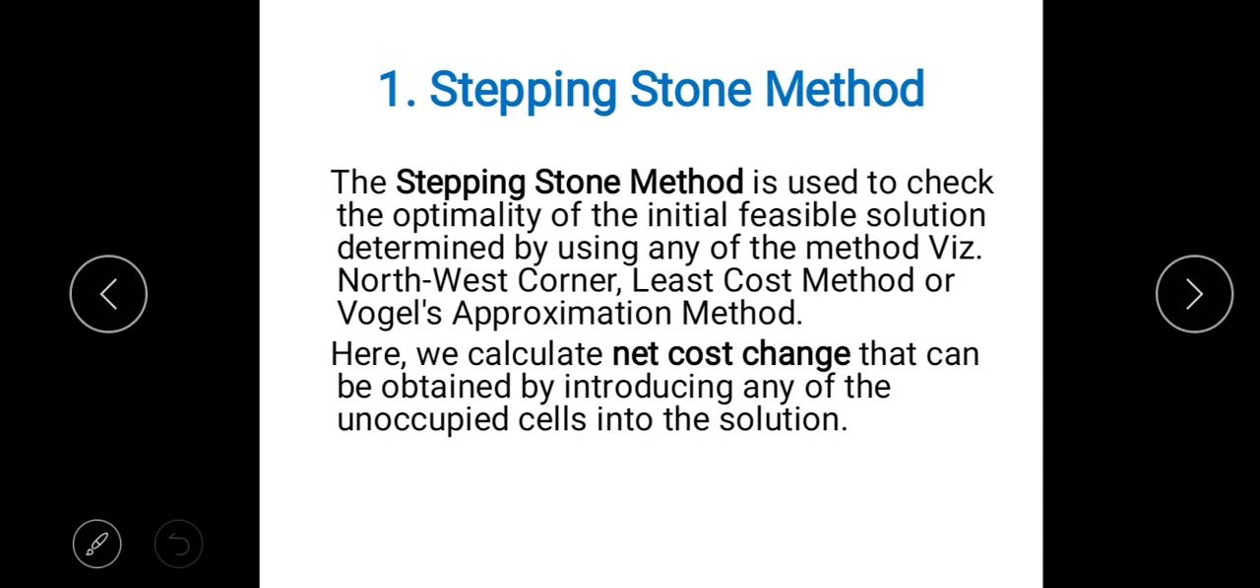And next, here we calculate net cost change that can be obtained by introducing any of the unoccupied cells into the solution. This net cost change you're going to understand in detail when we take an example and solve the problem. Here in case of stepping stone method, we even consider the unoccupied cells in the solution. That means in the previous methods we did not consider the unoccupied cells, but in stepping stone method we do consider the unoccupied cells in the solution. Let us see an example. And before going for the example, let us see steps for solving stepping stone method.